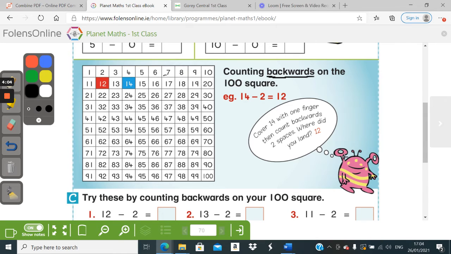Anyway, let's have a look and see what this little alien is saying here. So this is the example: 14 take away 2 equals 12. They've given us the answer, but let's see what it says for us to do. So cover 14 with one finger.